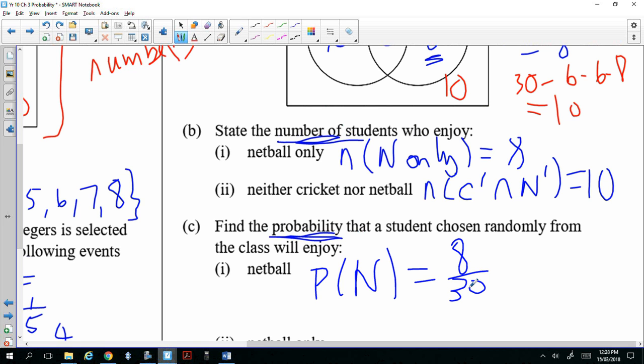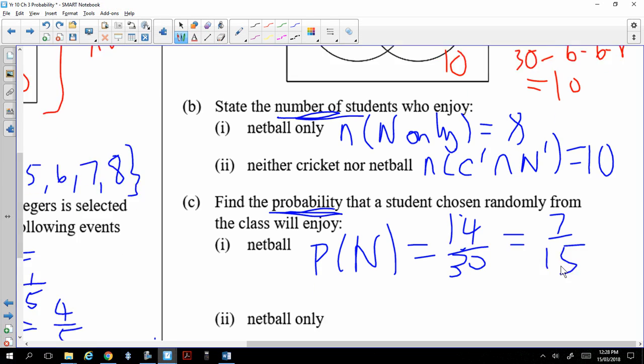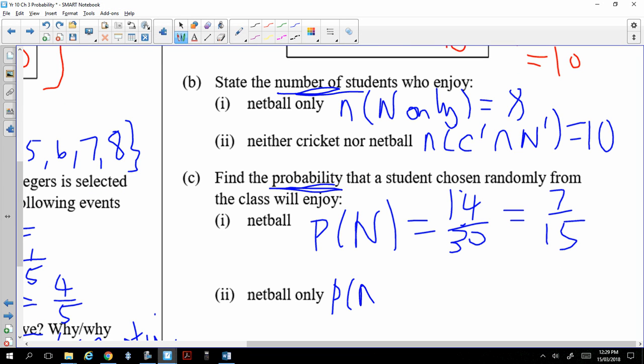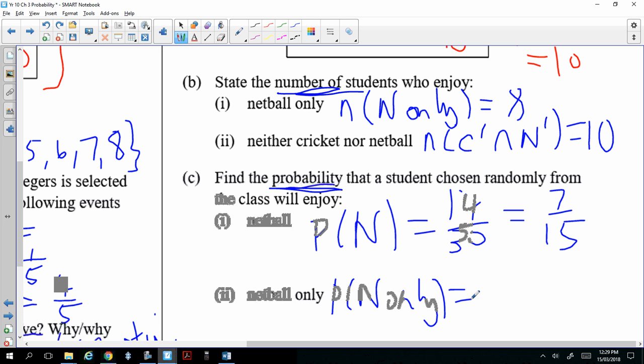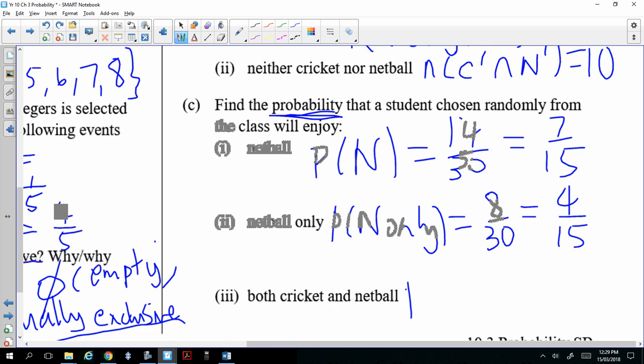And for netball only, which is N only, that will be 8 out of 30, which is 4 out of 15. Okay? And finally, both cricket and netball. How many people do both cricket and netball? 6 out of 30, which is 1/5. Okay, pretty easy. One more page, then we're done.